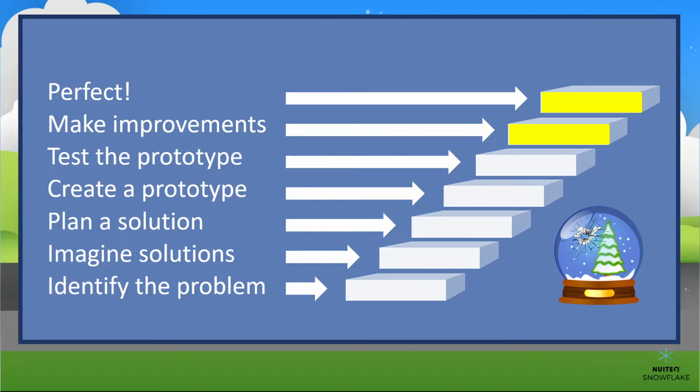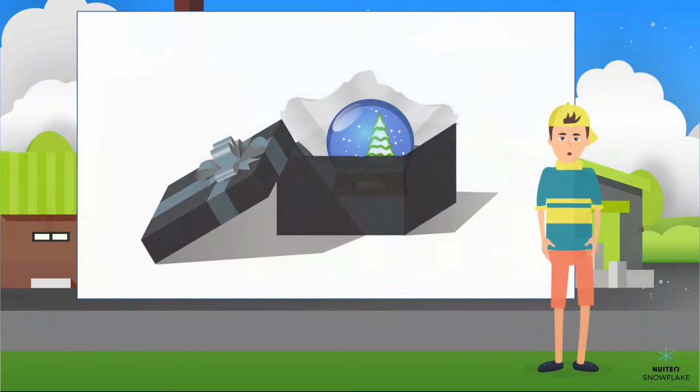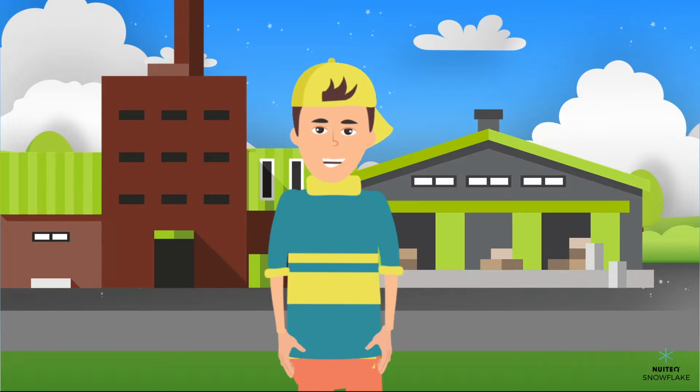That's how the design engineers came up with the protective box to pack the snow globes in. Now, they will be secure, and the glass will not break. The engineering design process is a really great way to come up with solutions to many different problems, or to build a brand new product. How will you use the engineering design process?